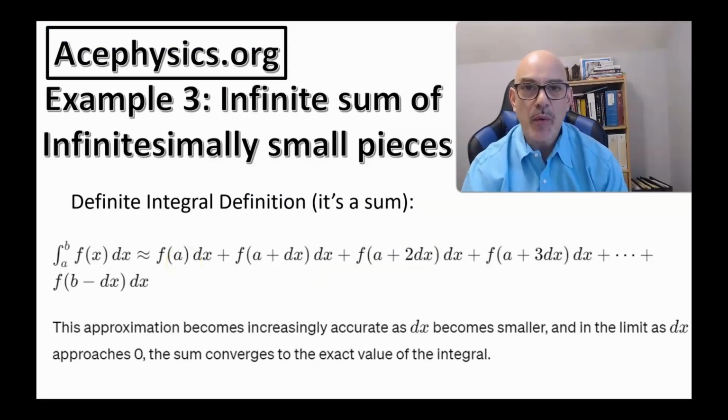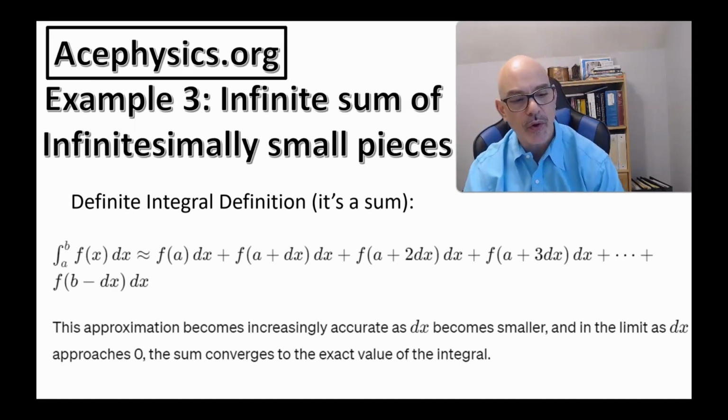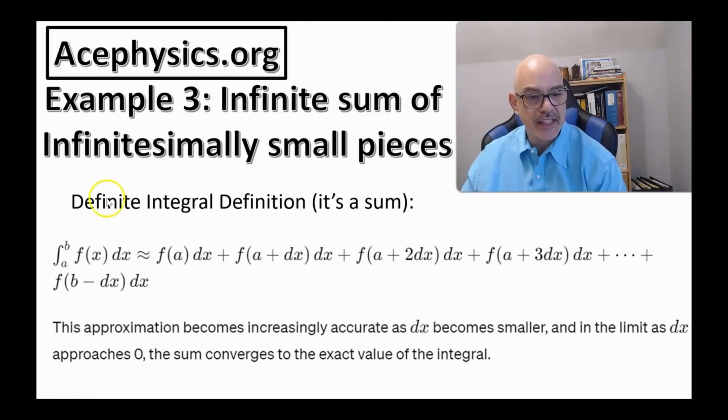Finally, we'll move on to example 3 involving the definite integral. Example 3: infinite sum of infinitesimally small pieces. The definite integral is defined to be this sum. This integral is equal to this sum.